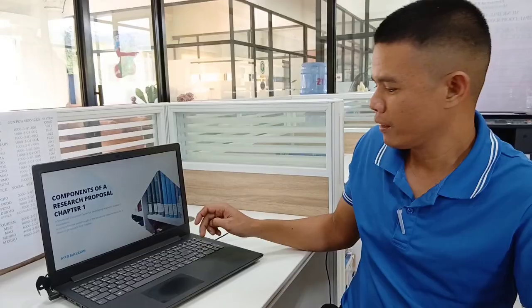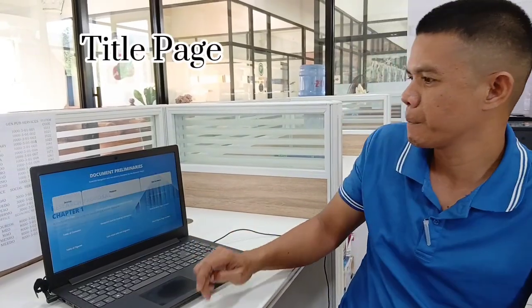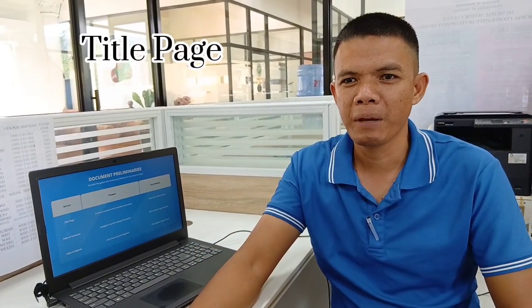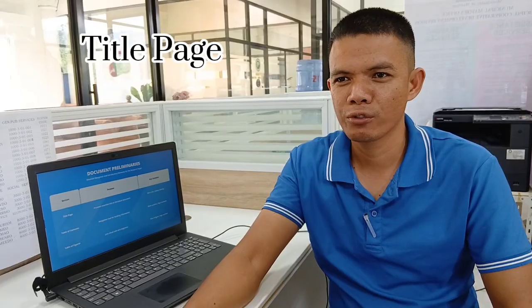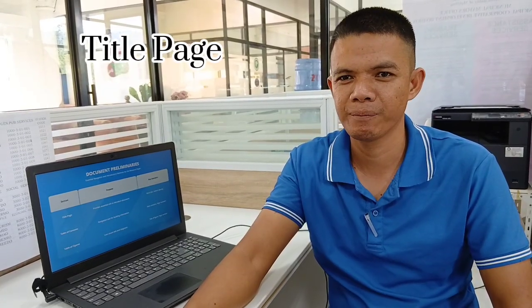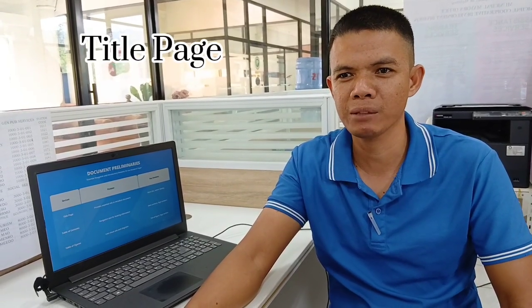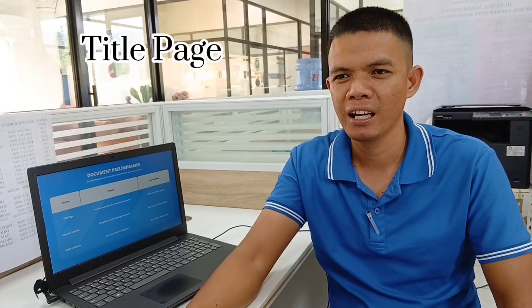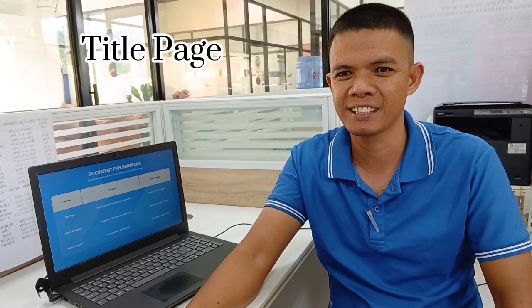Today, I'm going to discuss the whole content of Chapter 1 in Research Proposal. Let me start with the title page. The title page is the first page of a document that gives essential information about the work. It introduces the document and helps readers quickly understand what it is and who created it.